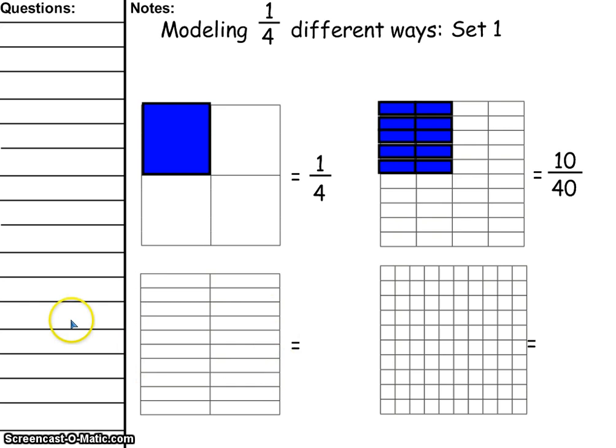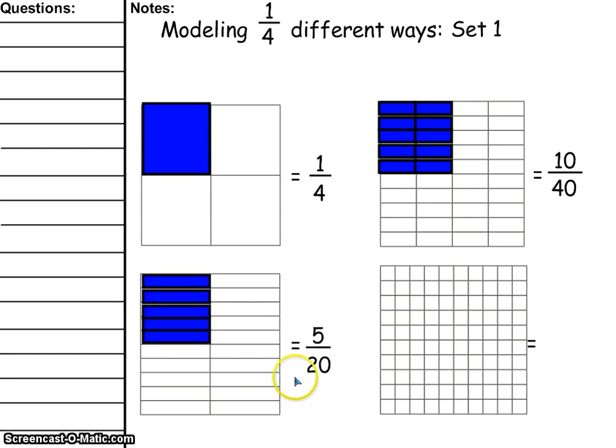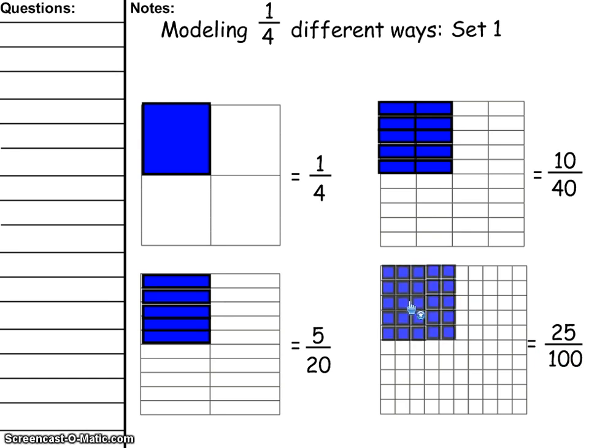We have 20 pieces here. So again, 4 times what gives me 20, which is 5. So 1 times 5 is 5. So that means we're going to shade in 5 pieces. And here's that 100 grid again. How do we get from 4 to 100? Well, 4 times 25 is 100, so 1 times 25 is 25. So we're going to shade in 25 pieces. All of these are equivalent ratios to 1/4.